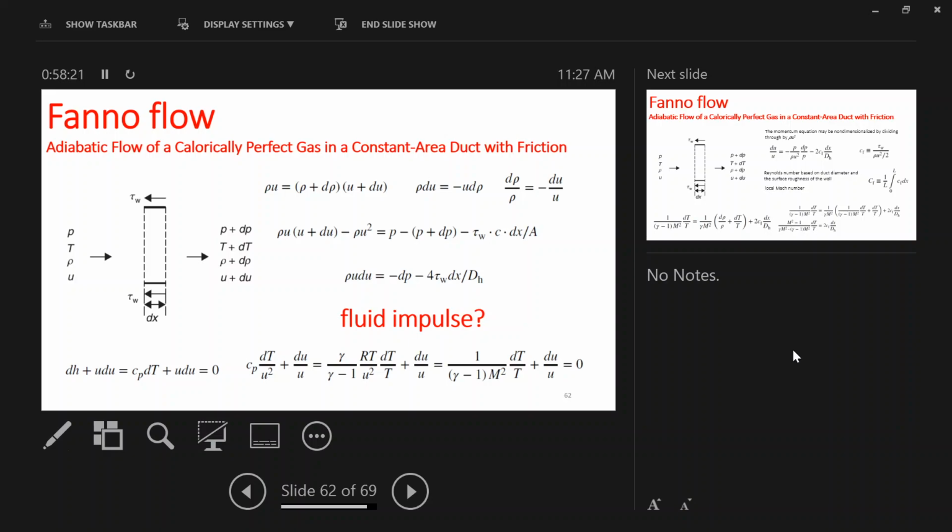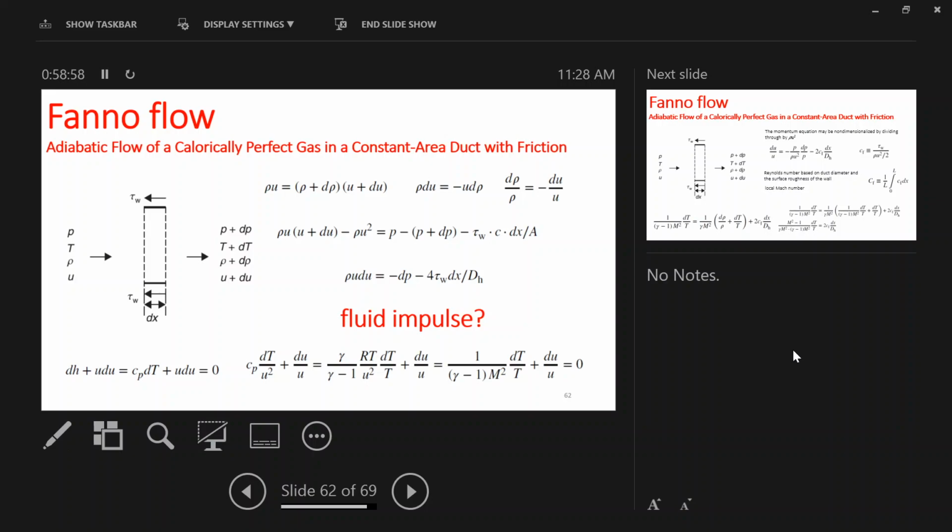And you always have to keep in mind that when we are multiplying two derivatives, we always neglect those because it's going to be very, very small. We can play with that equation to get to this form of conservation of mass. d rho over rho is going to be equal to negative du over u, right? And the momentum equation is actually going to look the same as the variable area momentum equation, with a big difference.